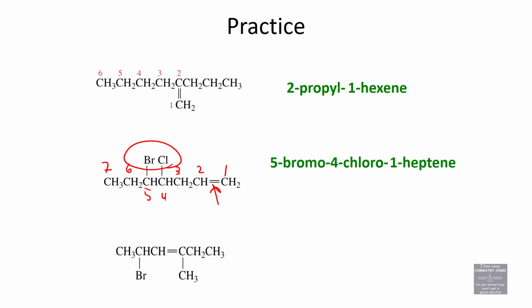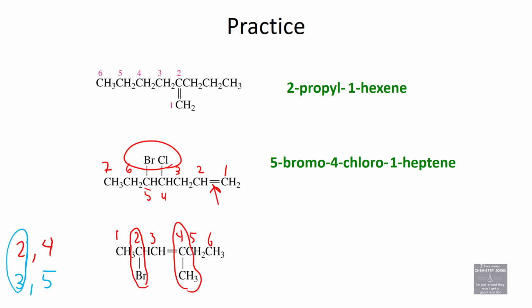Alrighty. This chain numbers this direction because that gets my substituents the lowest number possible. When going that direction, my substituents are 2 and 4, versus if I numbered the other direction, my substituents would be 3 and 5. 2 and 4, 2 is a smaller number, so we're numbering it that way. It's a hexene. Where's the ene? On carbon 3. It's a 2-bromo, 4-methyl, 3-hexene.